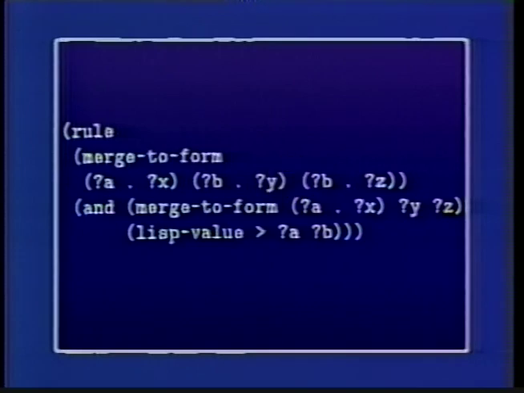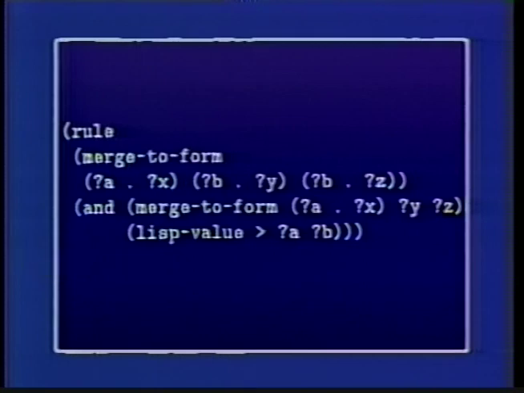So you can deduce that if you know that X and Y merge to form Z, and A is larger than B, then when I merge them, B will come first in the list. And that's a little translation of the logic rule that I wrote in pseudo-English before.